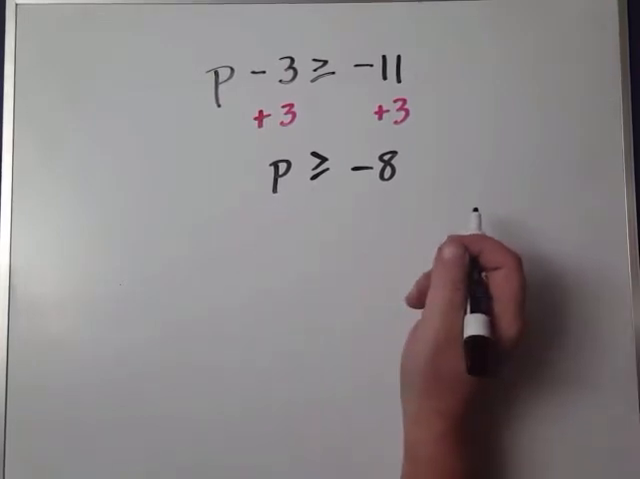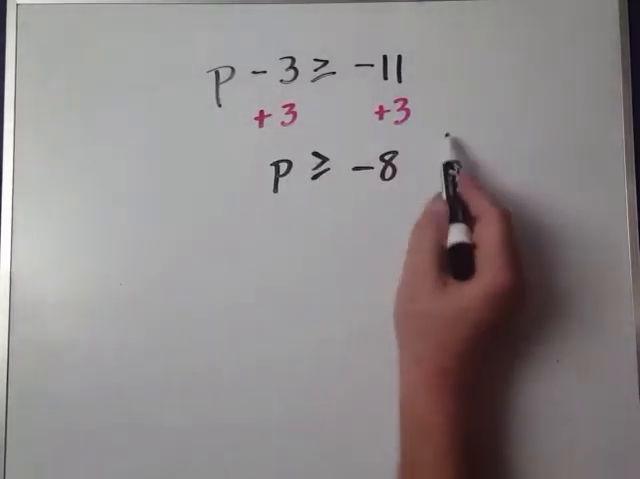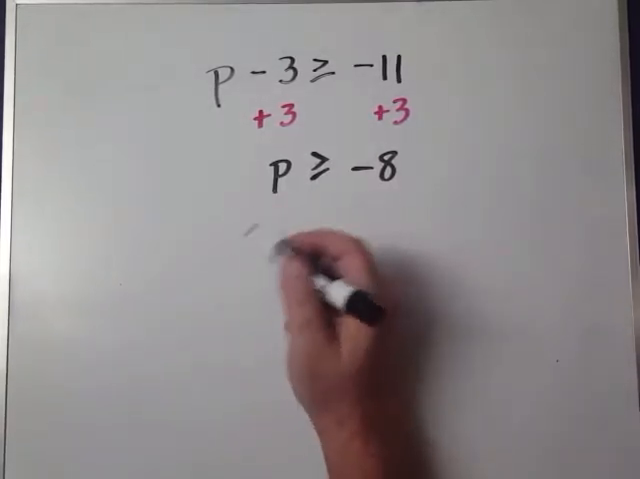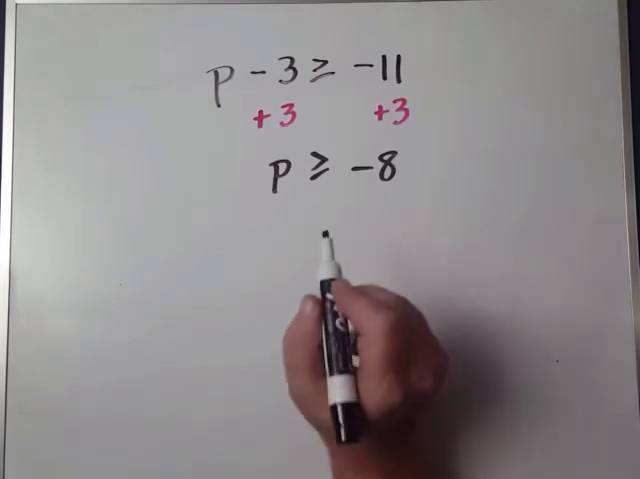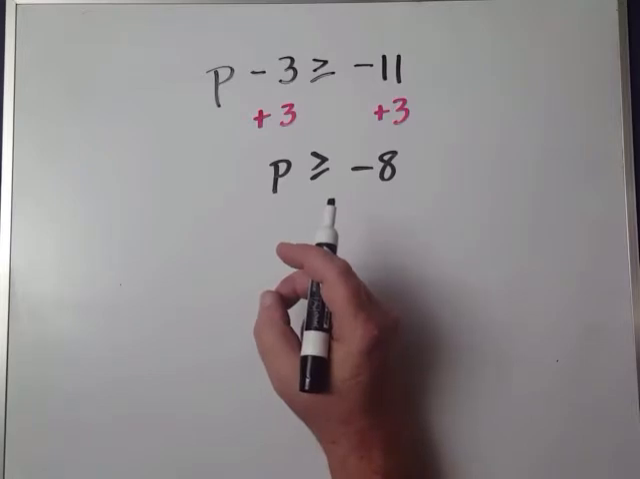We've got p by itself on one side. This is solved. If all I said was solve, you could put a box around that and be done. That is solve for p. But she said to write the interval notation and to give a graph.